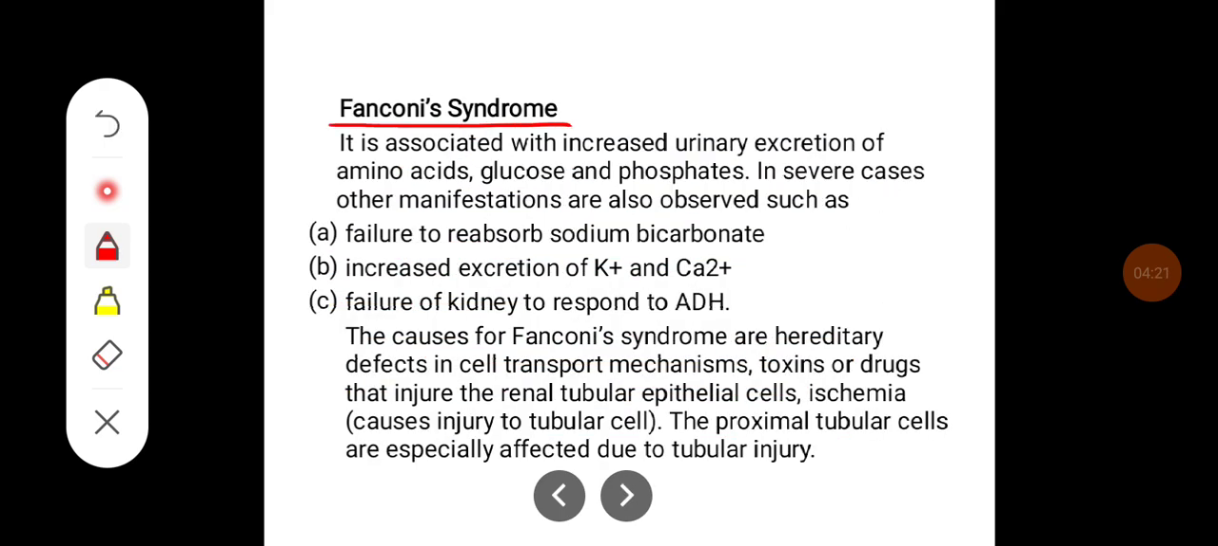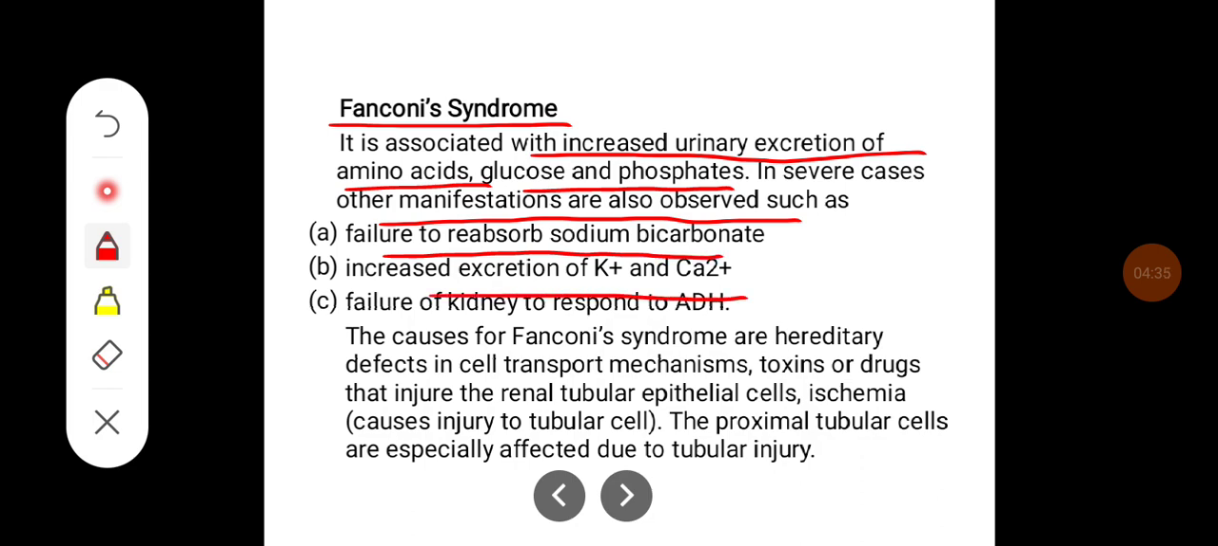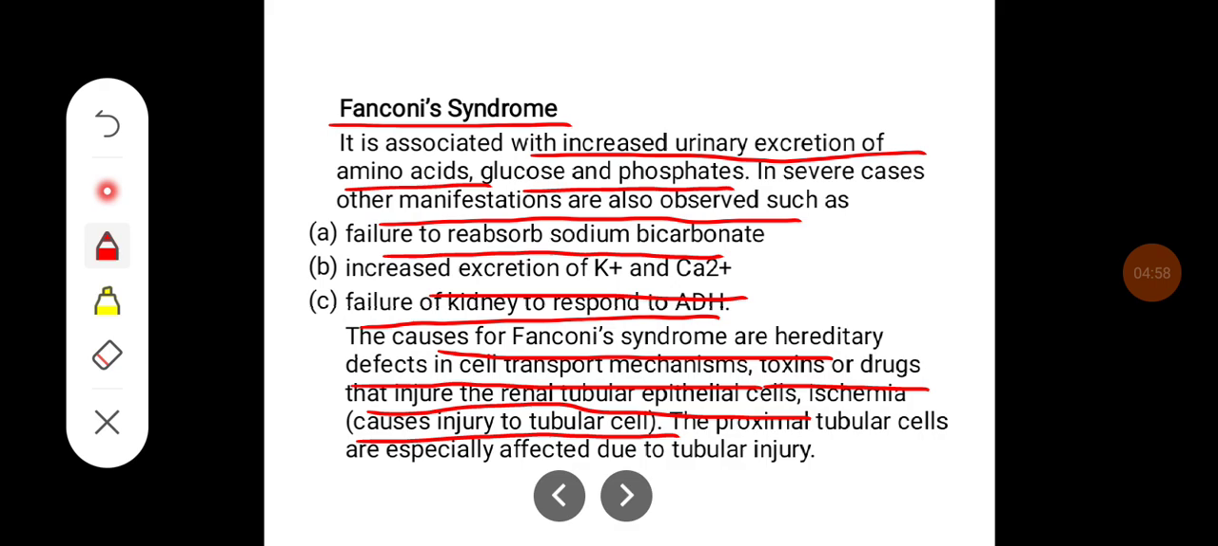Fanconi syndrome. It is associated with increased urinary excretion of amino acids, glucose, and phosphates. In severe cases, other manifestations are also observed, such as failure to reabsorb sodium bicarbonate, increased excretion of potassium and calcium, and failure of kidneys to respond to antidiuretic hormone. The causes of Fanconi syndrome are hereditary defects in the cell transport mechanisms, or toxins or drugs that injure the renal tubular epithelial cells, or ischemia, which causes injury to the tubular cells. The proximal tubular cells are especially affected due to the tubular injury.